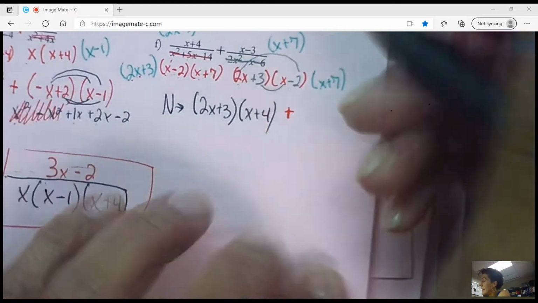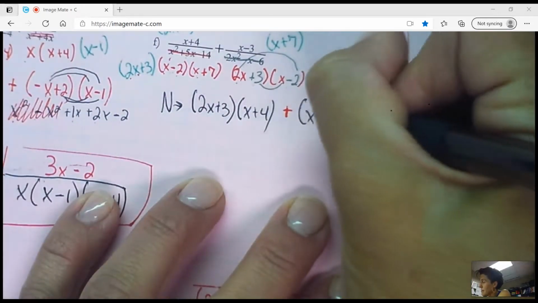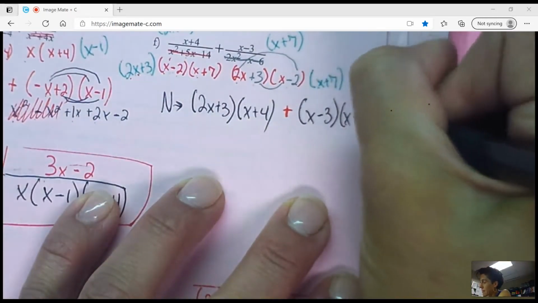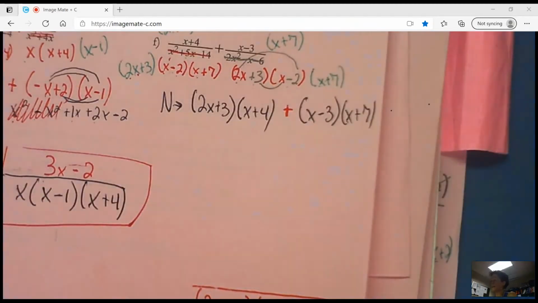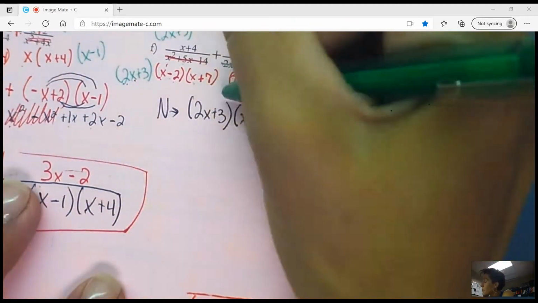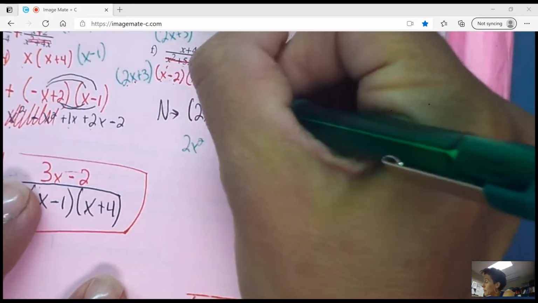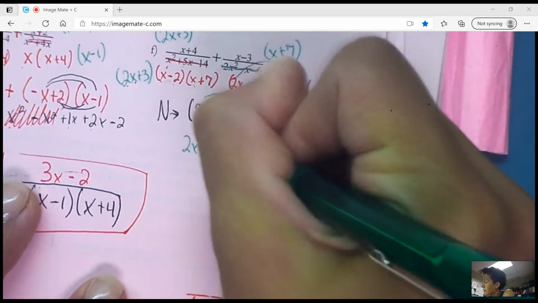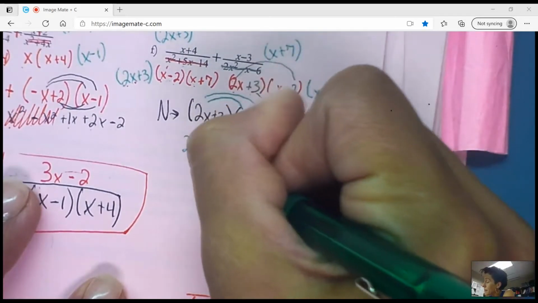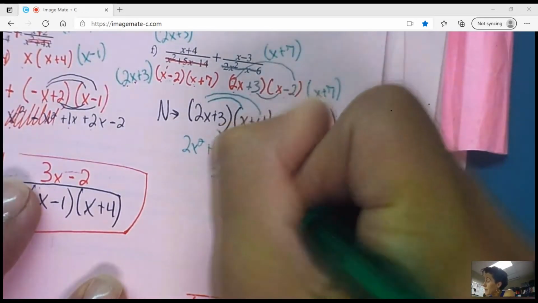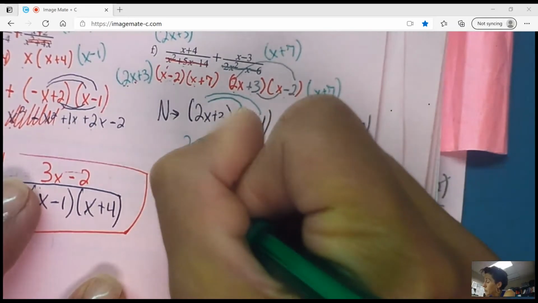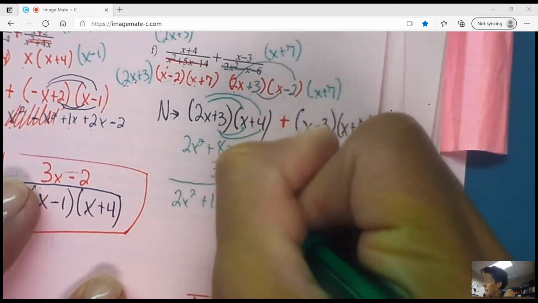And then over here, I'm going to take x minus 3 times x plus 7. And I know this is a lot of work. I feel you here. All right, so neighbors meet the neighbors, distribute. So I'm going to get a 2x squared. I'm going to get an 8x. Then I'm going to get 3x. And then I'm going to get 12. So here, I'm going to get 2x squared plus 11x plus 12.